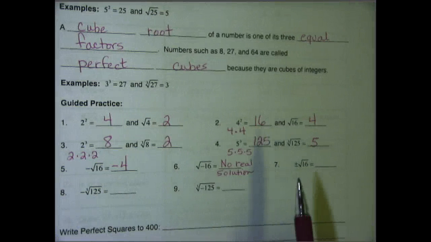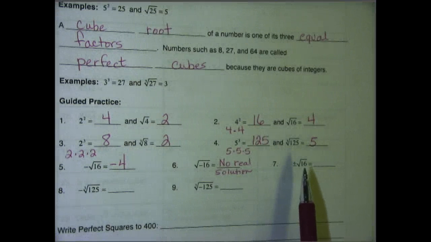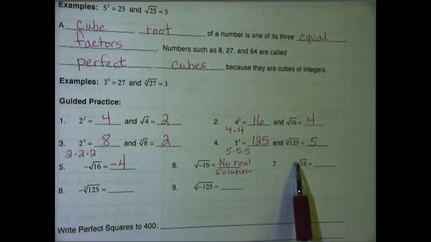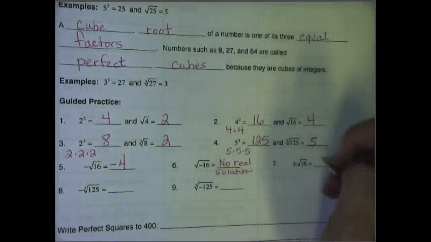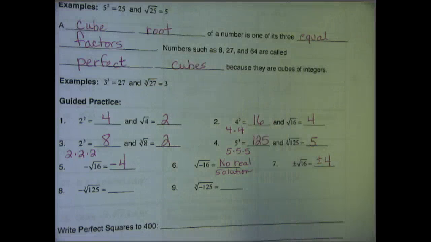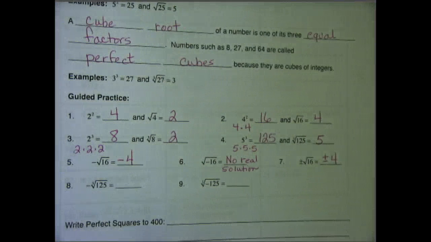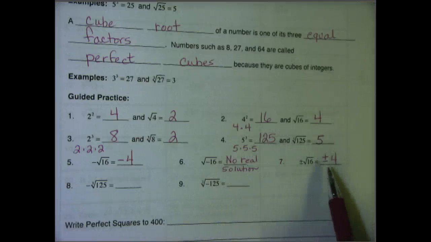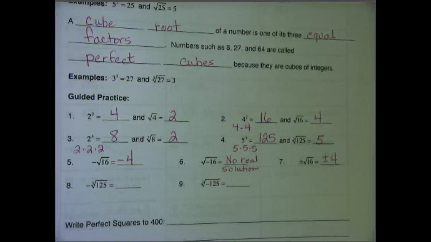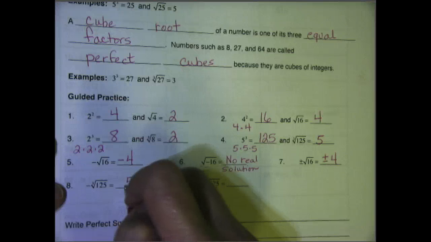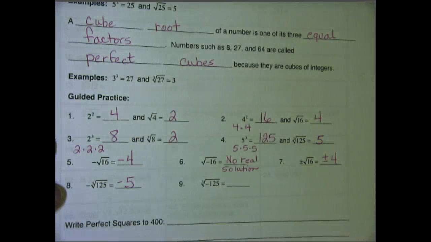Number 7, recall that actually each positive integer has two square roots. It has a positive and a negative. So the positive and negative square root of 16 is plus or minus 4. We don't always talk about the negative square root, because generally we're talking about the principal square root, which is the positive. Number 8, the negative cube root of 125. The cube root of 125 is 5. The negative on the outside makes it negative 5.